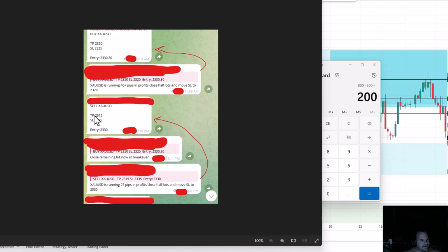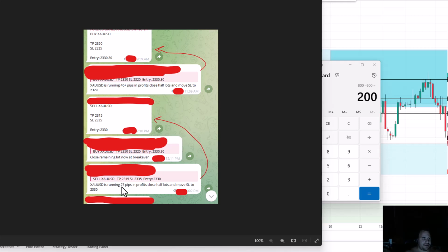Now here again, a sell at 2,330. This is the take profit, 150 pips, and here after 27, so he put a 150 pips take profit, but at 30 pips he took half of the money, which doesn't even make sense.